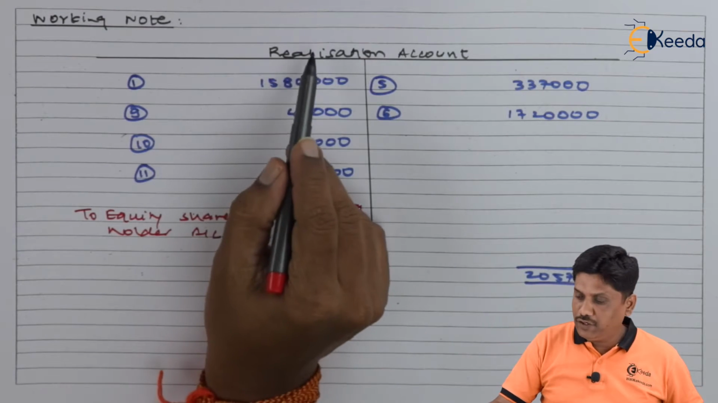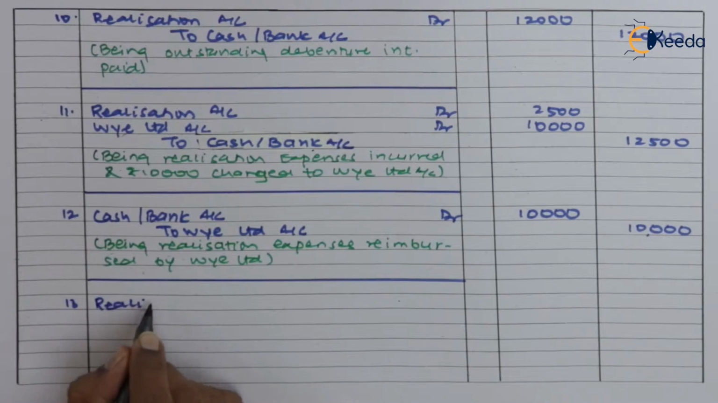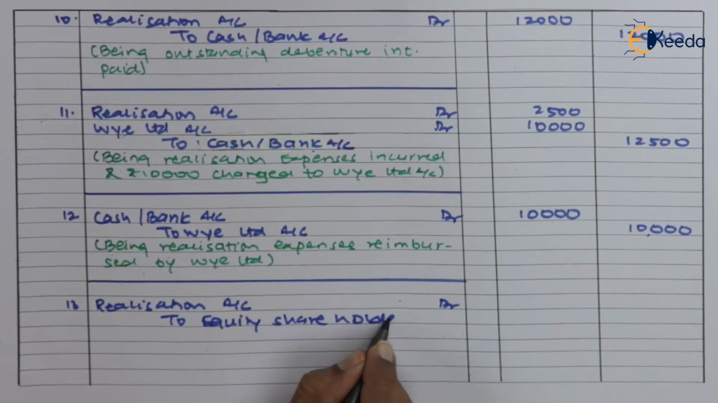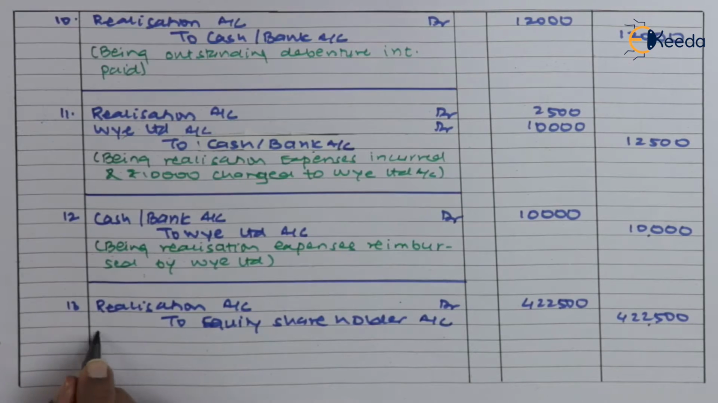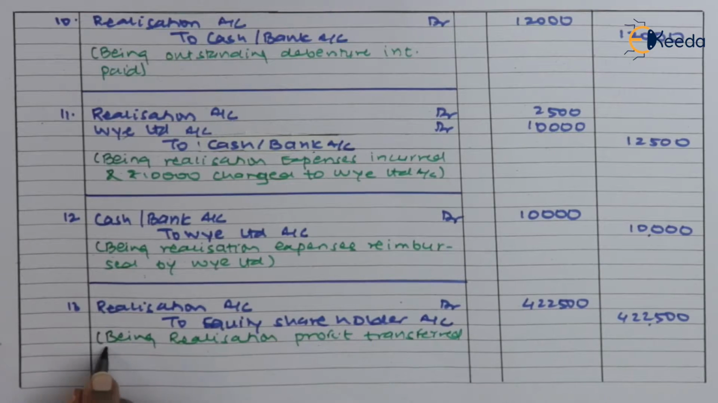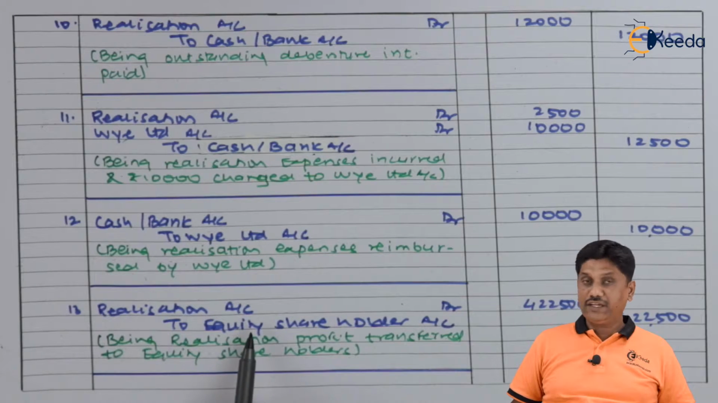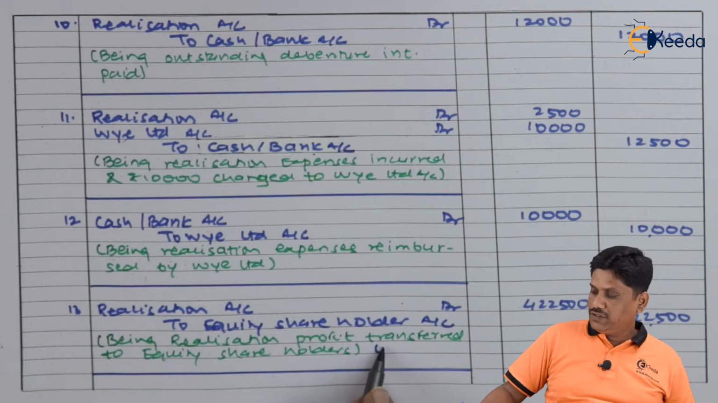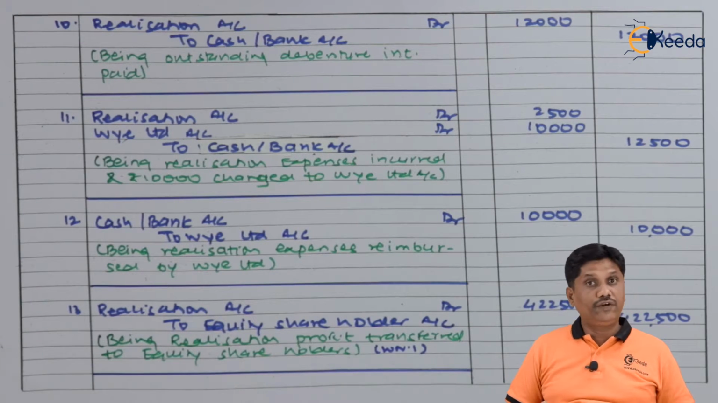Friends, this entry I need to record: realization account debit to equity shareholder account. My entry is realization account debit to equity shareholder account, being realization profit transferred to equity shareholders. It is with the help of working note number 1. So as per working note number 1, we have recorded the profit.